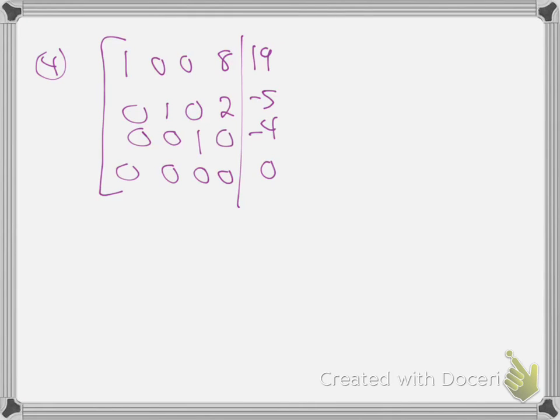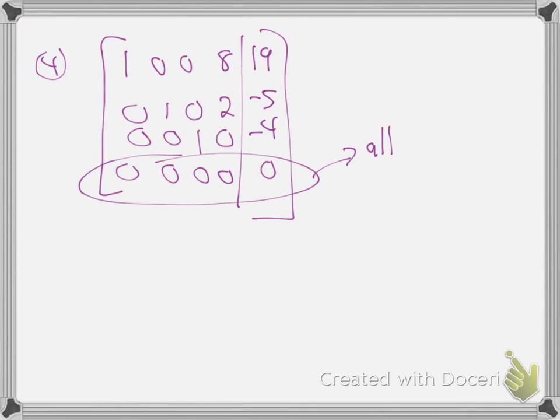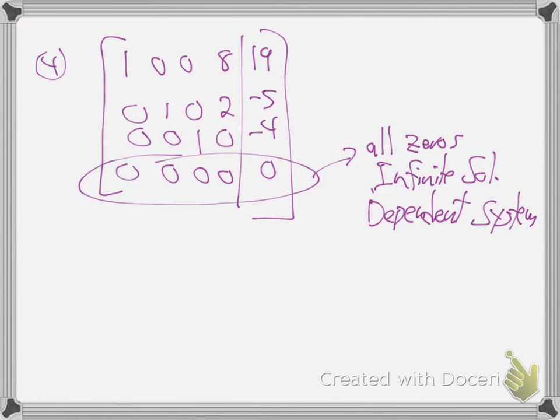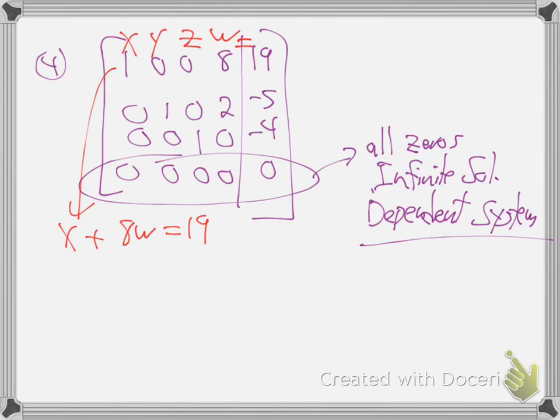So here's the question again, number 4, like this. So again, all zeros, that means infinite. There's going to be infinite solutions, what's called a dependent system. And how do we find them? Well, we write the equations and we solve. So again, this is x, y, z, w. So this one is saying x plus 8w equals 19, the line is equals. So that's what the first equation is saying.